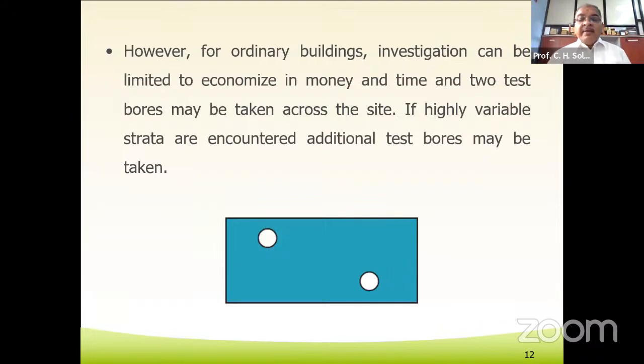However, whenever you are dealing with an area of around 3,000 square meters or so, you may not have to go for 5 bores every time. But for ordinary buildings, investigations can be limited to economize in money and time, and 2 test bores may be taken across the site. In the case of ordinary buildings, 2 test bores are sufficient as mentioned here. If soil is highly variable, additional test bores are required.